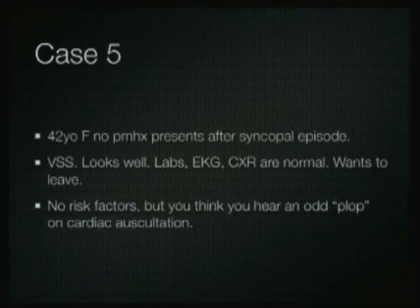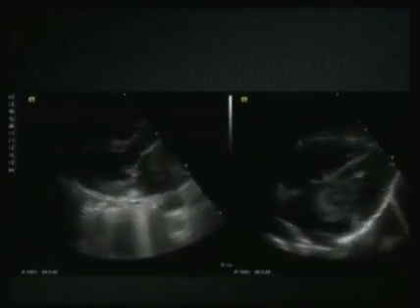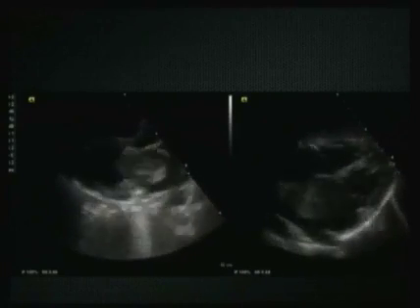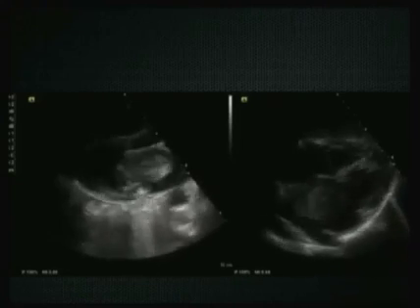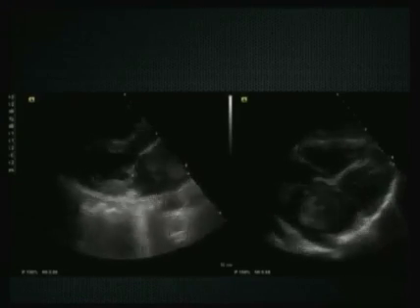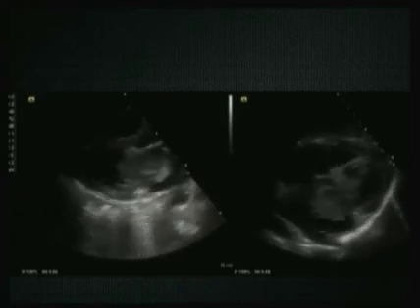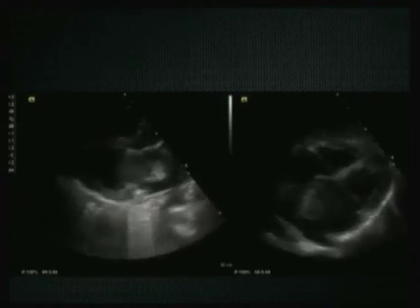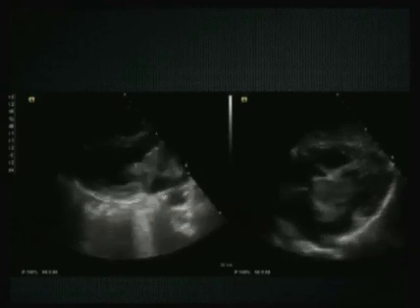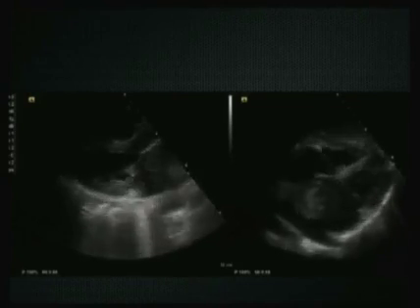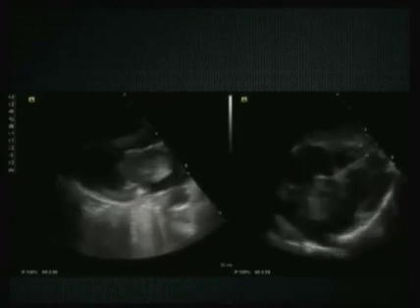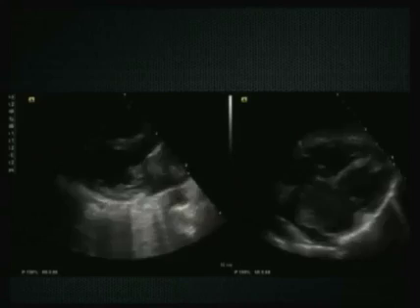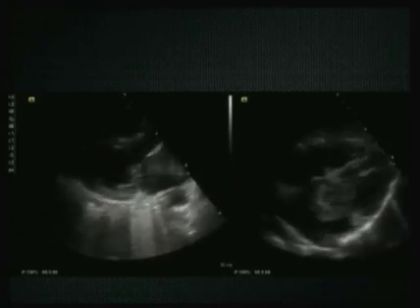So maybe to help convince her to stay, you should just take a look at her heart and see if you see anything. And in this case, you're well rewarded because that plop is actually an atrial myxoma in the left atrium plopping through the mitral valve annulus, and a very high-risk patient to be discharging. Not that I would say that every patient with syncope should get a cardiac ultrasound, but certainly studies have shown that patients that have cardiac risk factors and abnormal cardiac exams or EKGs can benefit from an echo.